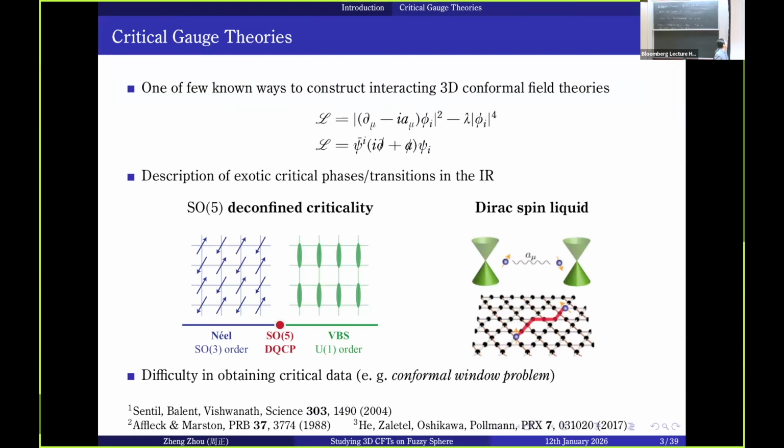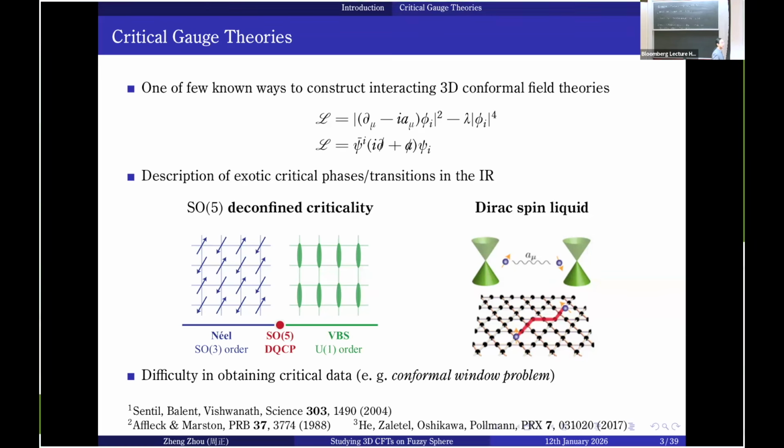So as an introduction, coupling critical scalars or critical fermions to a dynamical gauge field is one of the few known ways to construct interacting conformal field theories in three space-time dimensions. In condensed matter, they also describe various exotic critical phases or critical phase transitions in the infrared.